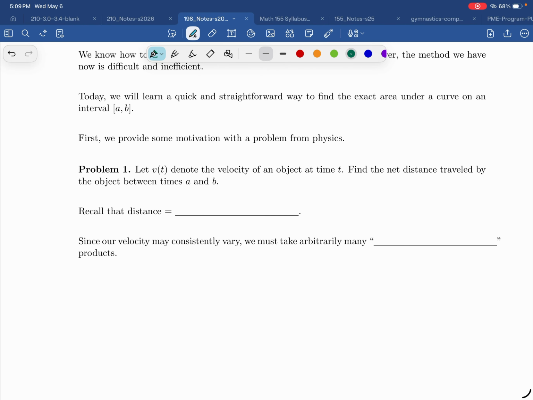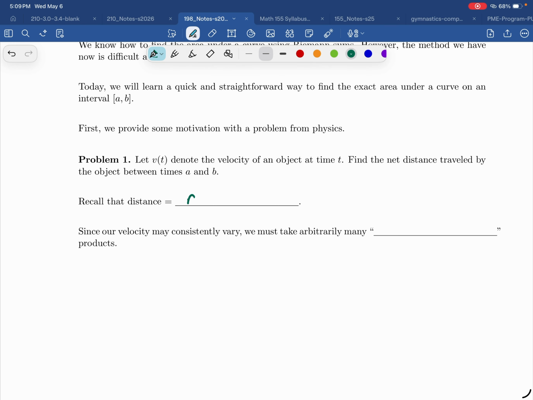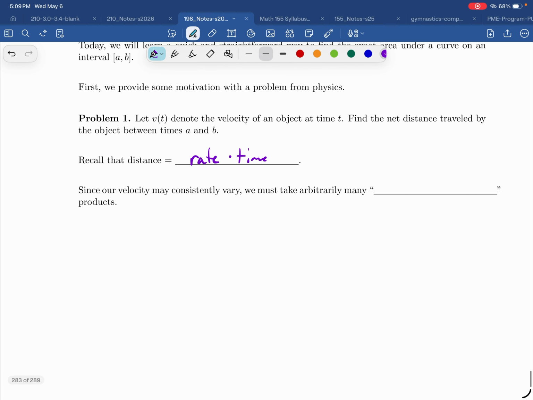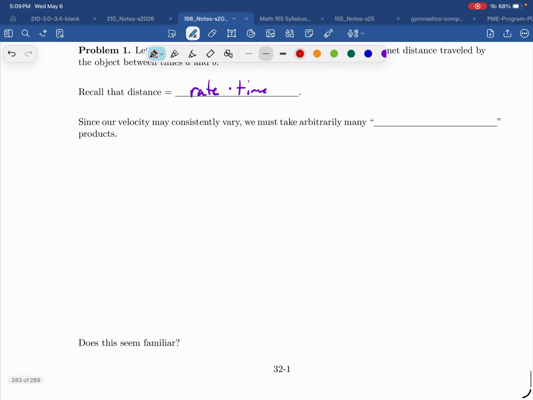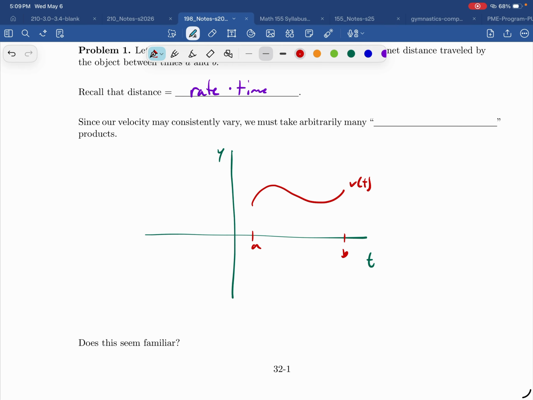We're given a velocity function, and we want to find the distance, so the opposite of what we had before. Now let's remember, and we should know this already, that distance equals rate times time. And that's fine if the rate is constant. But if we have an arbitrary velocity function, maybe this is over time, so I'll call that t. And suppose we have some kind of function like this, velocity function from A to B, where the velocity is constantly changing. Then how do we find the total distance traveled?